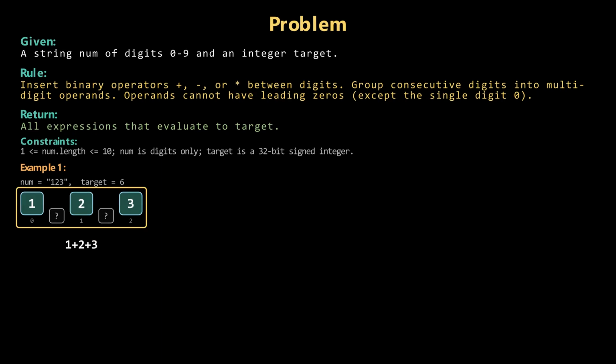Example 1, number 123, target 6. 1 plus 2 plus 3 equals 6, and 1 times 2 times 3 also equals 6. Both expressions belong in the answer list.